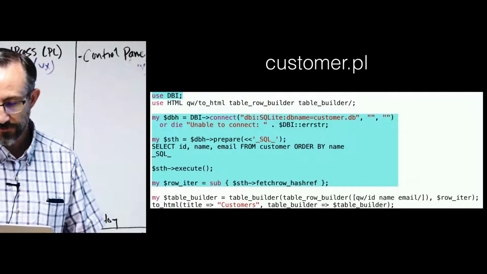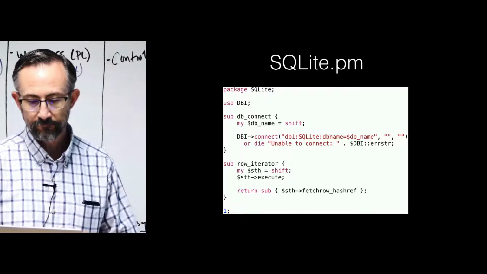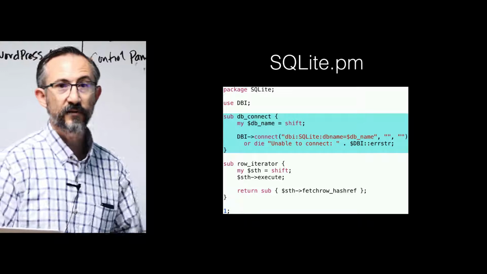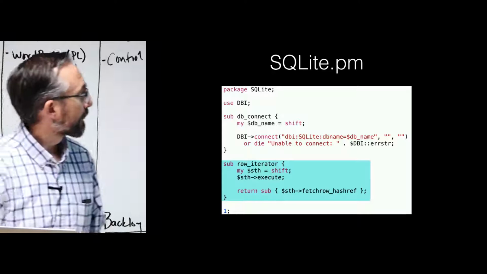We're going to create a new module called SQLite PM that handles all of this for us. We have a database connect method that takes the database name and returns the database handle. And then we have the row iterator that takes the statement handle, runs it, and returns the iterator for us.